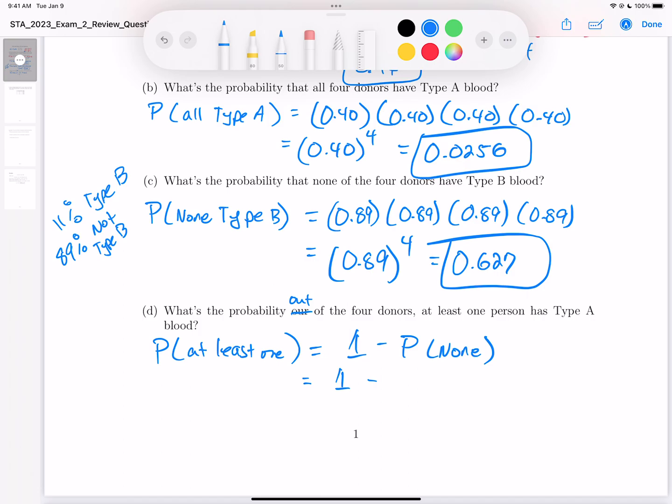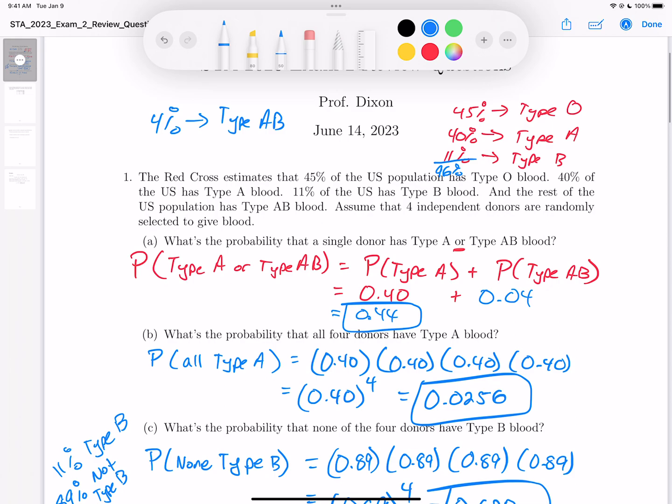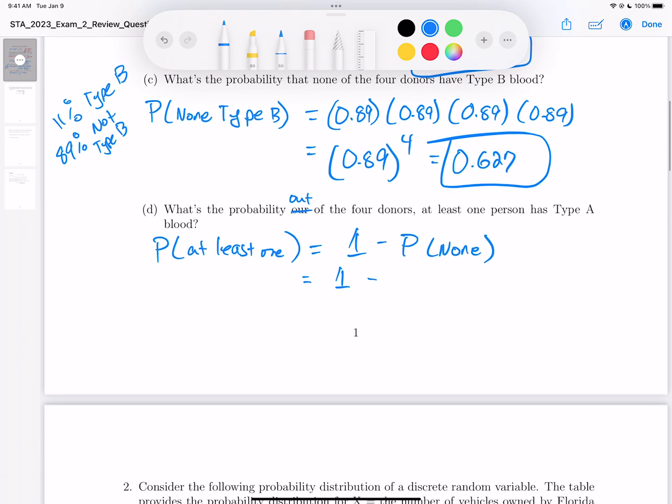Well, we're going to do a similar trick to what we did in part C, because they told us 40% of people have type A blood. So that means, what's the remaining percentage out of 100%? What's the complement of 40%? It's 60%. So there's a 40% chance that somebody has type A blood. It means that there's a 60% chance that they do not have type A blood.